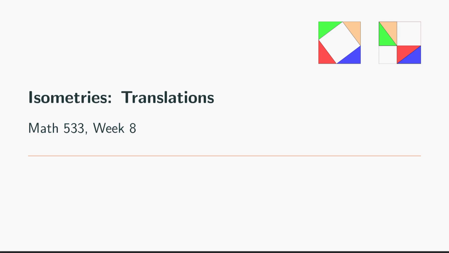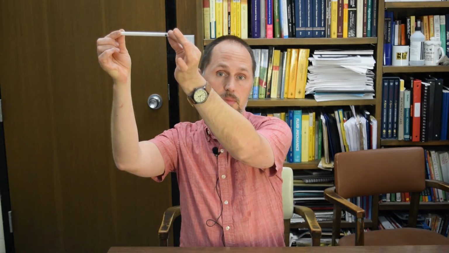In this video, we're going to talk about a different example of an isometry. We're going to talk about something called a translation. And I want you to think of a translation as a transformation of the plane that takes an object and slides it. So that's the kind of transformation we'll be talking about in this video.